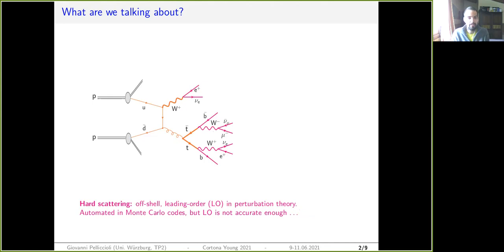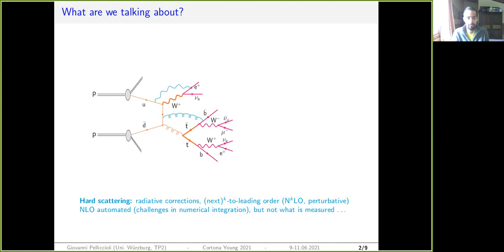This is still not enough, even at the perturbation theory level, because of course this is just leading order, and here I obviously show just one sample diagram. Therefore, we need to go beyond, in order to be more accurate, and include radiative corrections to the leading order. So next-to-leading order and so on and so forth. Next-to-leading order is automated, both for QCD corrections and for electroweak corrections, but still features challenges in the numerical integration, for example. But this is still not what is measured at the LHC.